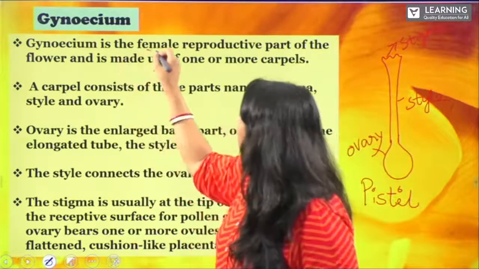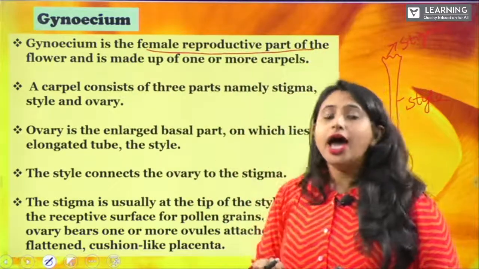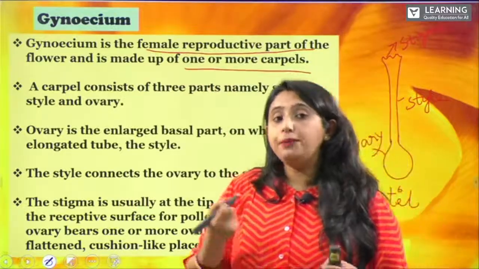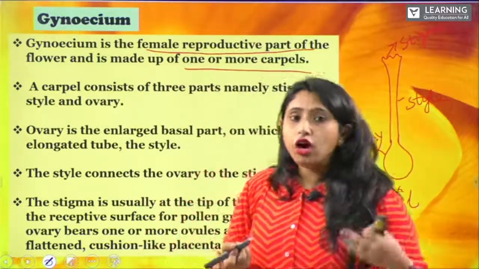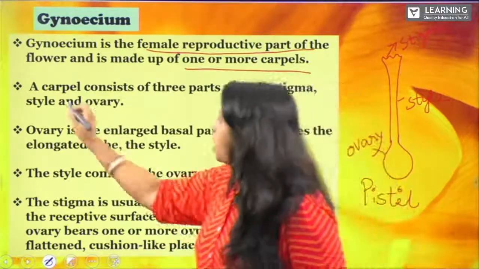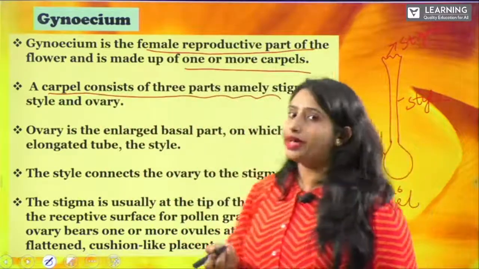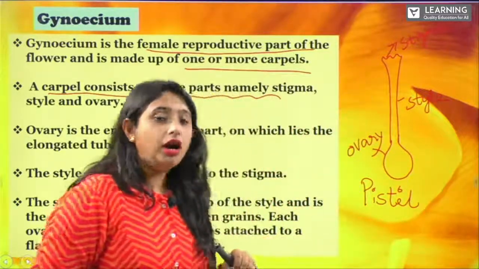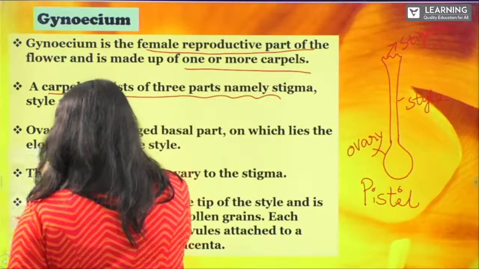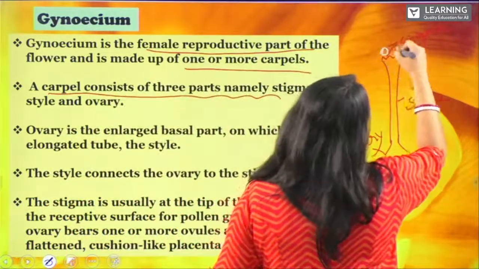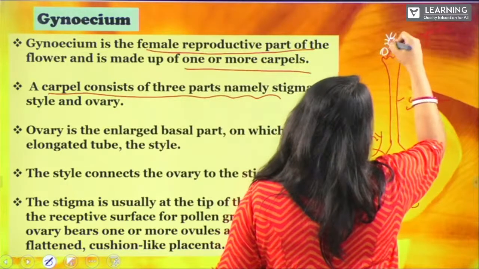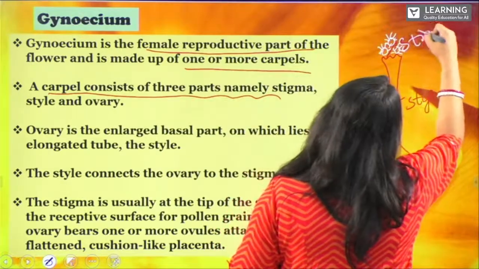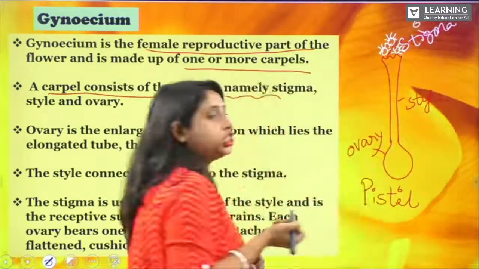So the gynoecium is the female reproductive part of the flower, and it is made up of one or more carpels or pistils. A carpel consists of 3 parts, as I have shown. The topmost part is called the stigma. What happens in the stigma? The pollen grains come and the germination takes place. So here the pollen grains fall on the stigma, and the germination takes place.